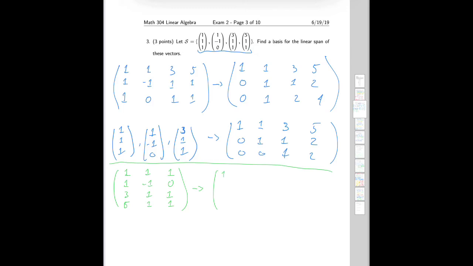So the first thing that we're going to do, I'm going to subtract row 1 from row 2. 1 minus 1 is 0. 1 minus 3 is minus 2. 0 minus 1 is minus 1.